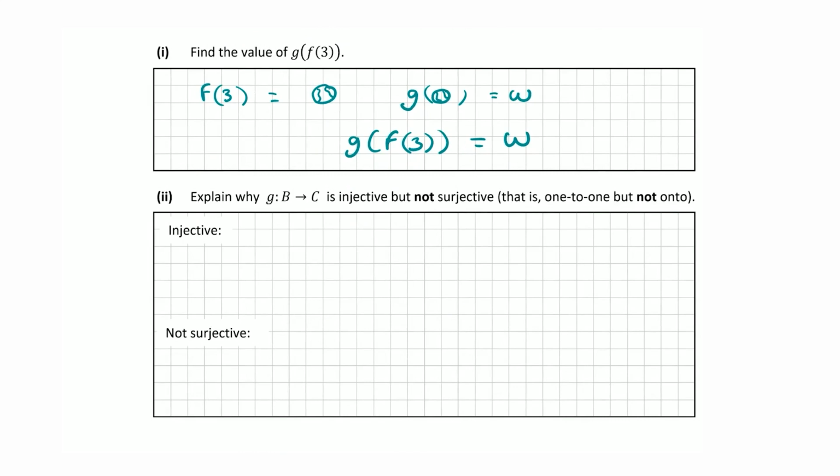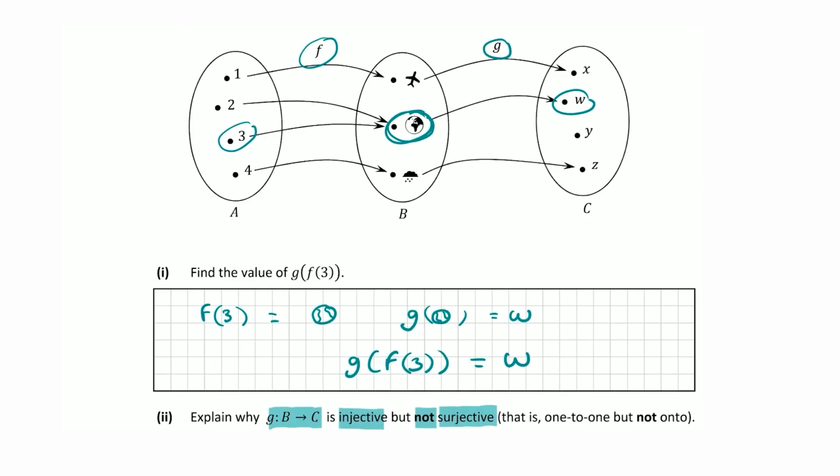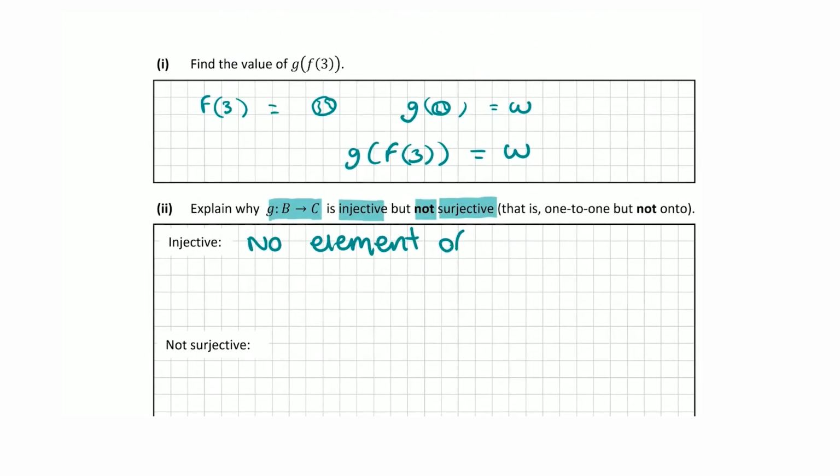Now the next part asks us to explain why g, as b goes to c, is injective but not surjective. So why is it injective? If a function is injective, that means that no element of the set that it's going to is used more than once. So C is our output, and no element of the output is used more than once. So that means that it is injective. It wouldn't be injective if one of the elements of the output was used more than once. So the answer is no element of the output, or of C, is used more than once.